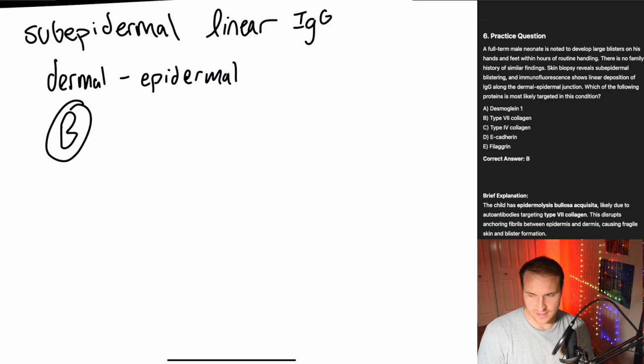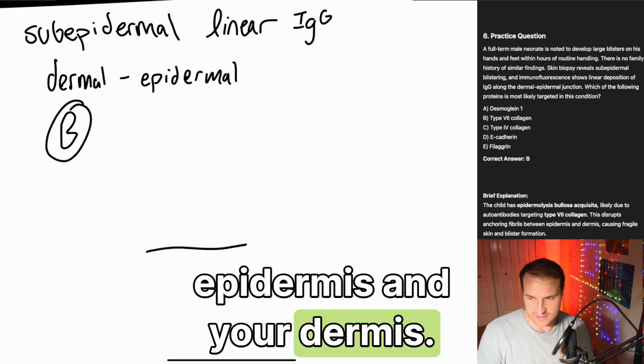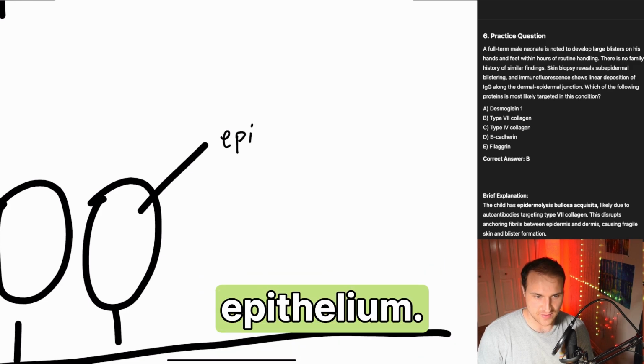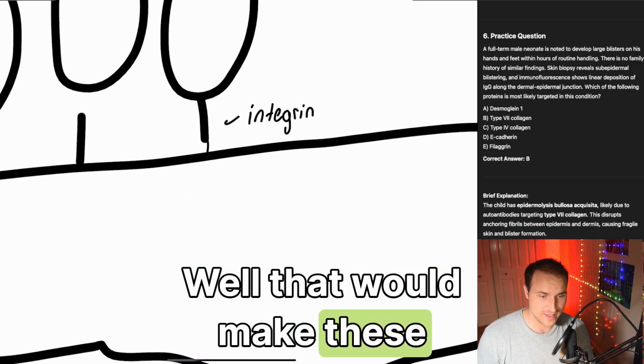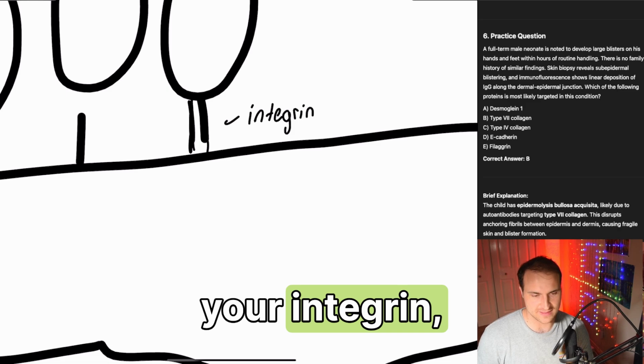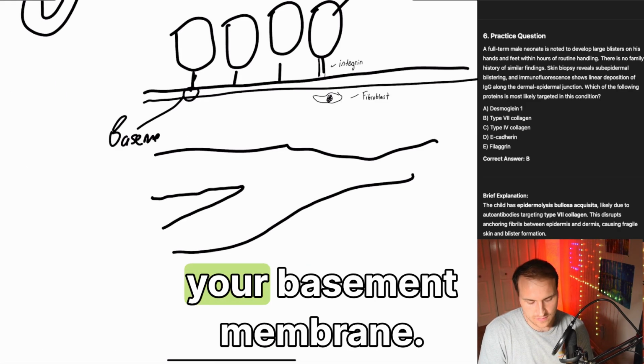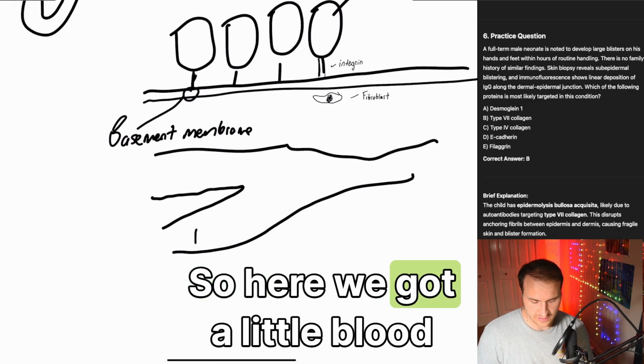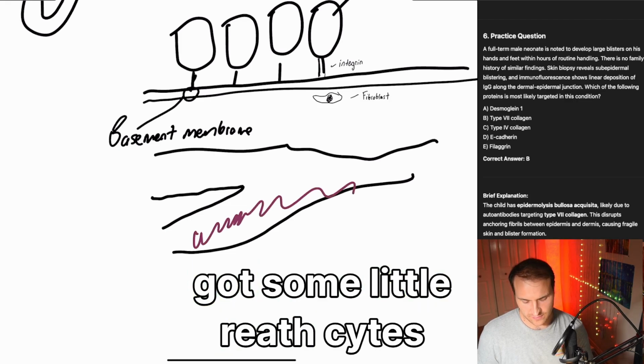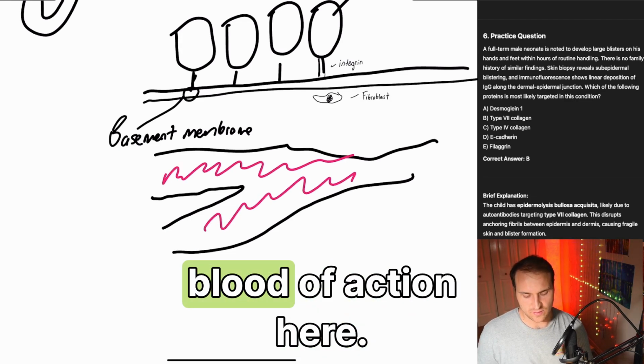All right, so there's this thing called your anchoring fibrils between your epidermis and your dermis. So imagine what we've got here is epithelium. Cool. Nice. Well, that would make these guys right here your integrins, which would make this guy right here your basement membrane. Nice. So here we've got a little blood vessel, some little erythrocytes going on, a little bit of blood action here.